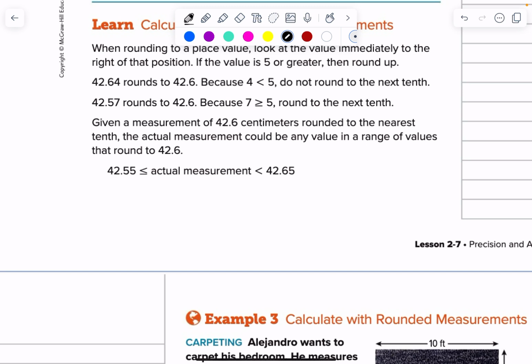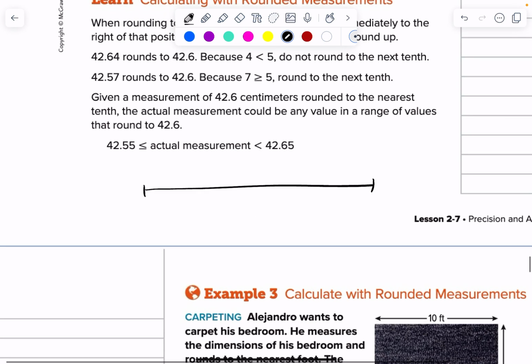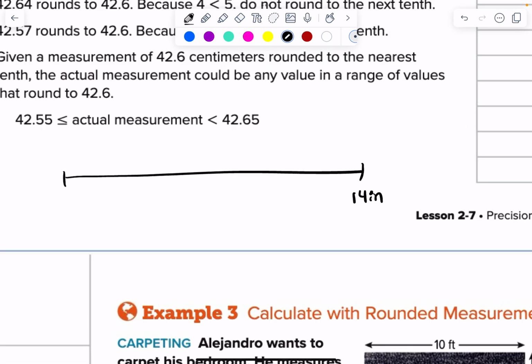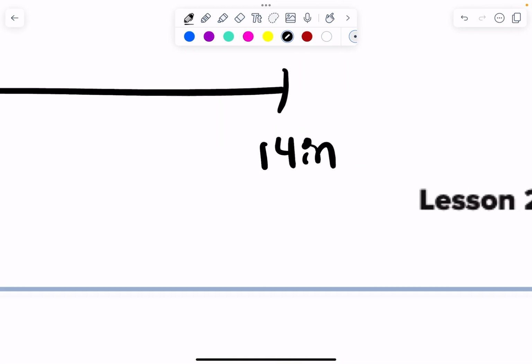Let's say I'm measuring a board, and I measure this board to be 14 inches, right? If I'm measuring it to be 14 inches, there is a difference between 14 inches and 14.0 inches, okay? I will fight you to the grave on this, that 14 is different than 14.0, okay? 14 inches means that I rounded to the nearest inch.